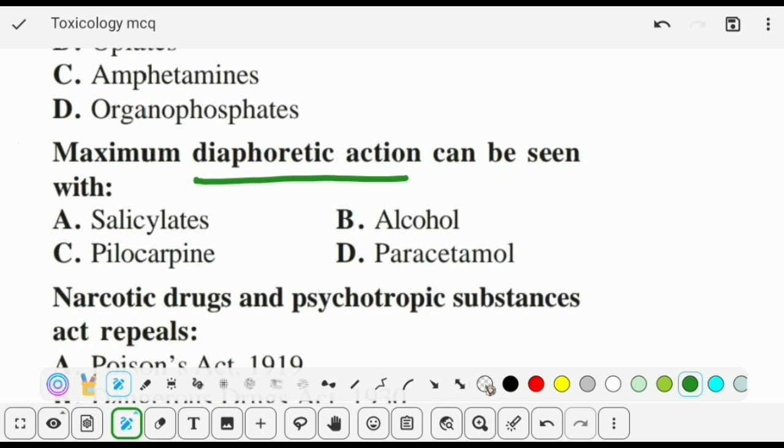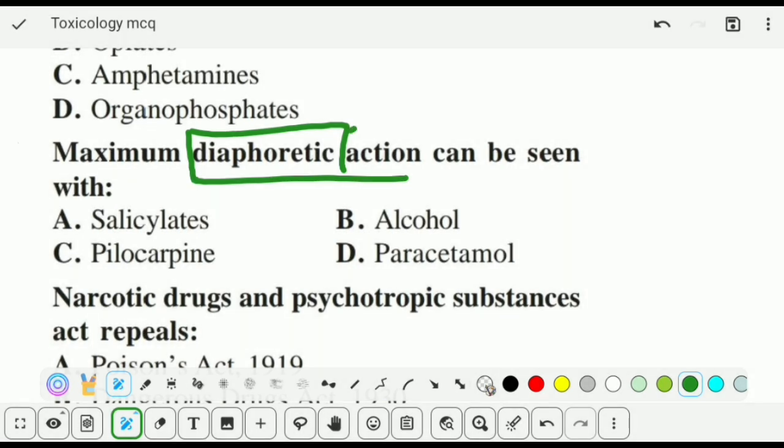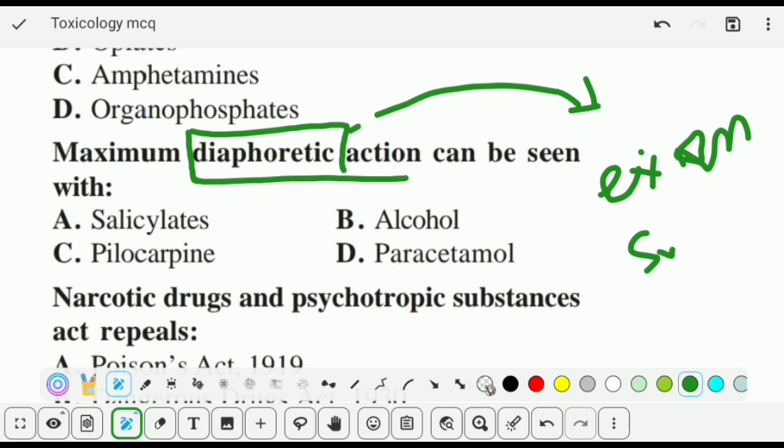Then the second question. Maximum diaphoretic action can be seen with. And here are your respective options. What is diaphoresis? This is what you have to understand first. Diaphoresis refers to the condition of excessive sweating. So here are the options and the answer is going to be option C, pilocarpine.